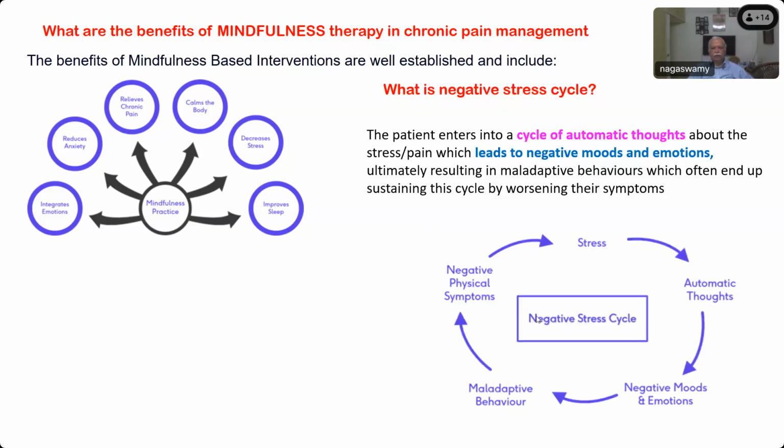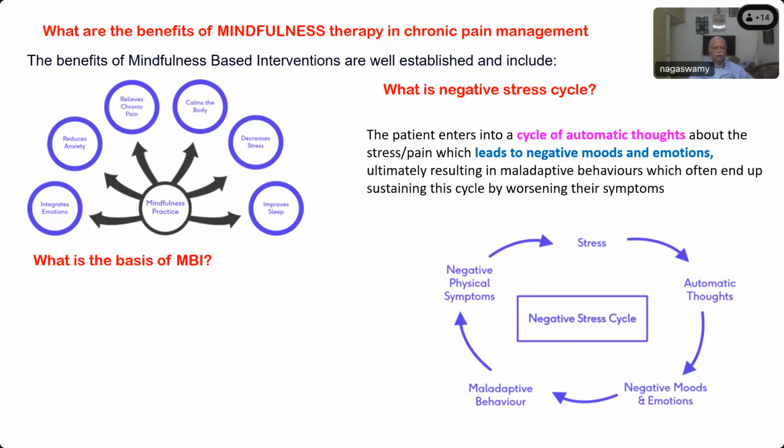So this is the picture of the negative stress cycle. There is a stress which causes automatic thoughts, creates negative moods, then maladaptive behavior, negative physical symptoms, and it becomes a vicious cycle. So our mindfulness therapy is now trying to break this cycle and bring the patient out of that. For that, you must first block these automatic thoughts. That will be achieved by integrating emotions, reducing anxiety, relief of chronic pain, calming the body. All these things have been achieved.